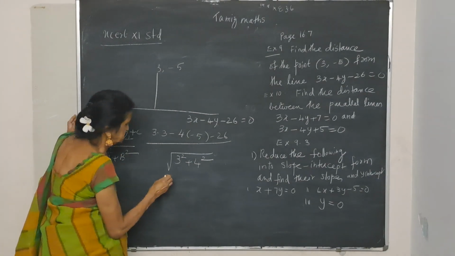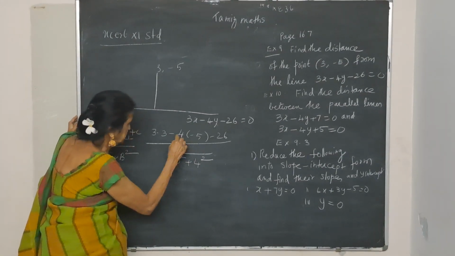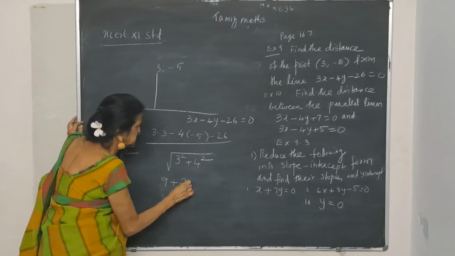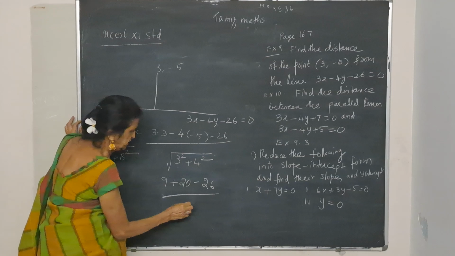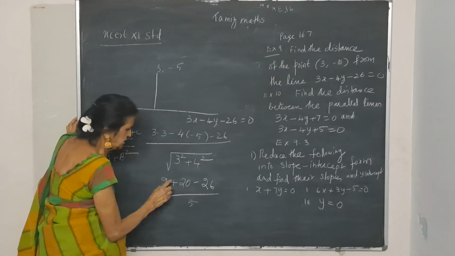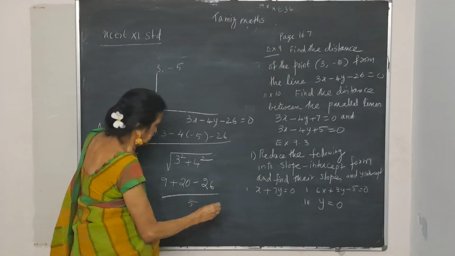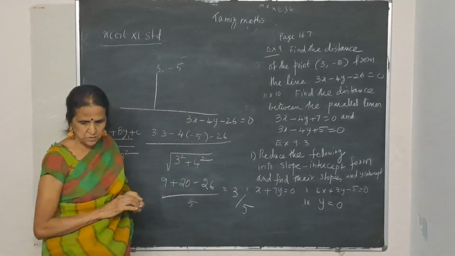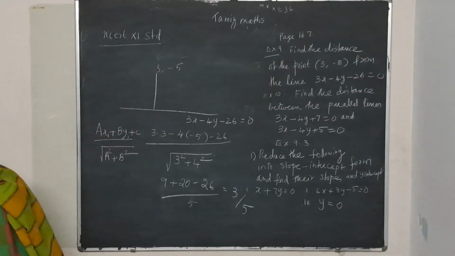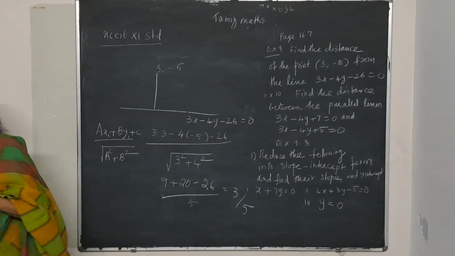So what will this be? 9 plus 20 minus 26 by, this will be root of 25, which is 5. 29 minus 26 is 3, so 3 by 5. So the answer for the first question will be 3 by 5. Next we go for the next question.